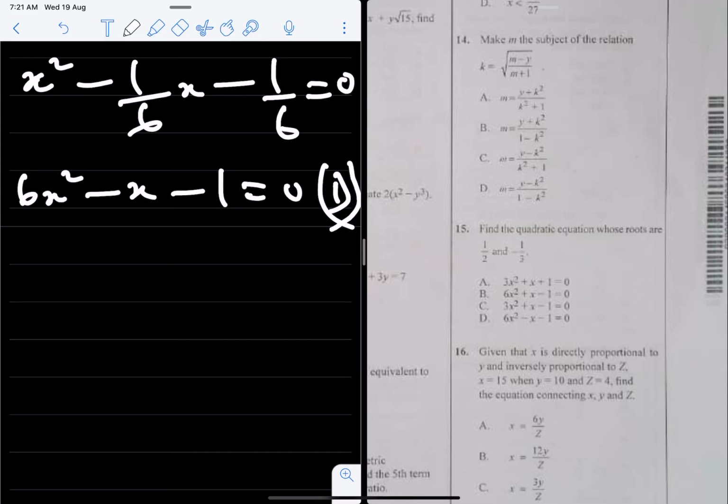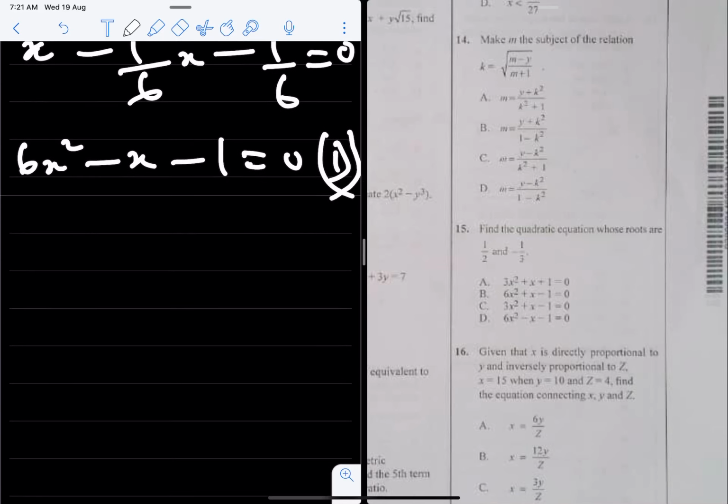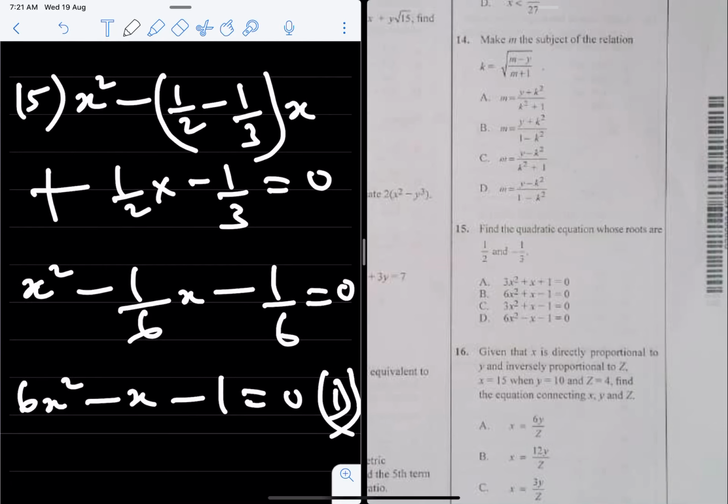Now to the next number. I think we should stop here and then continue in the next.